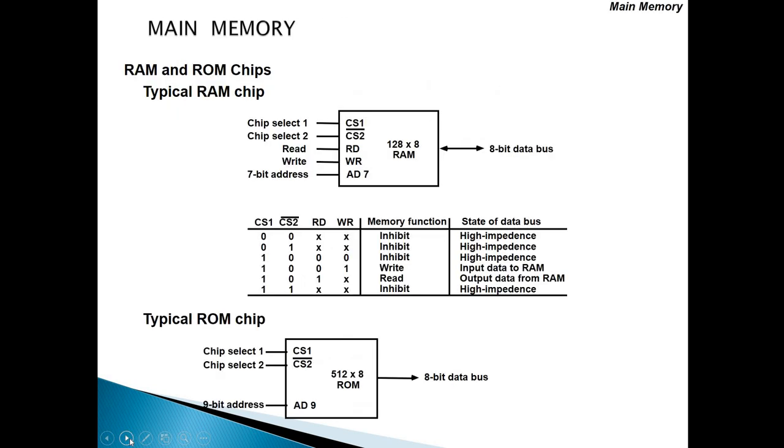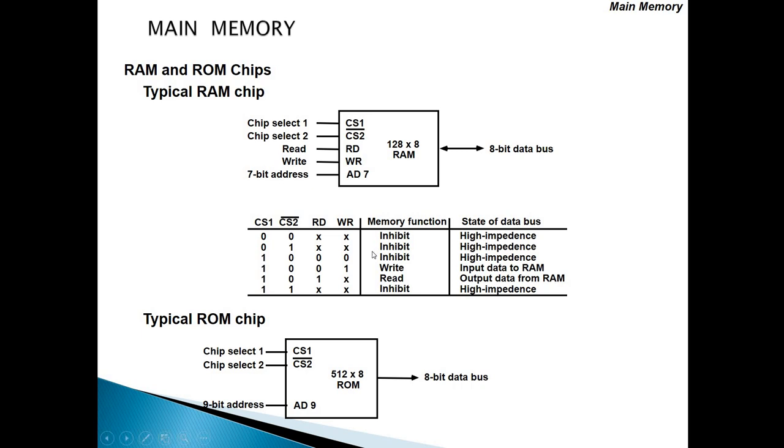Now, we'll see about the main memory. In the main memory, we are going to have two chips: one is the RAM chip and the other is the ROM chip. First, we'll see about the RAM chip. This is the actual diagram of RAM, which has various control signals: chip select 1, chip select 2, read, write, and it has a 7-bit address and also an 8-bit data bus. The size of the RAM is 128x8.